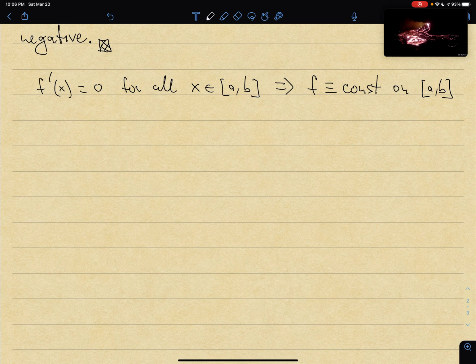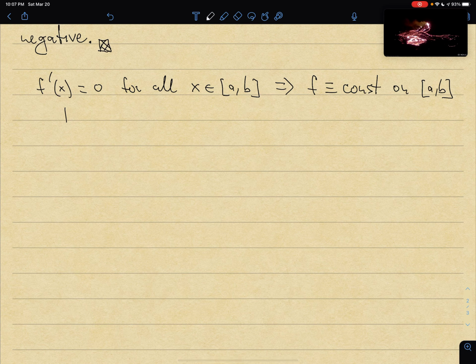But how are we going to prove it? So again, from drawing a picture, you will be able to possibly conjecture something, but how do you prove this fact? Okay, so let's see, what do we do? We know that at some point x, f prime of x is equal to zero. Or in fact, at all points x, f prime of x is equal to zero.